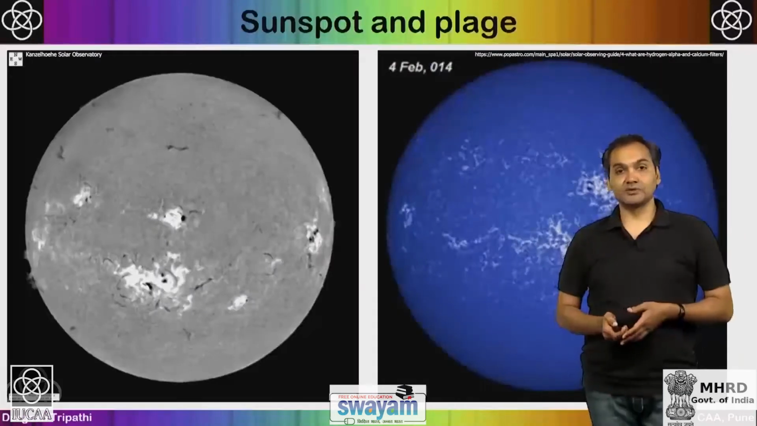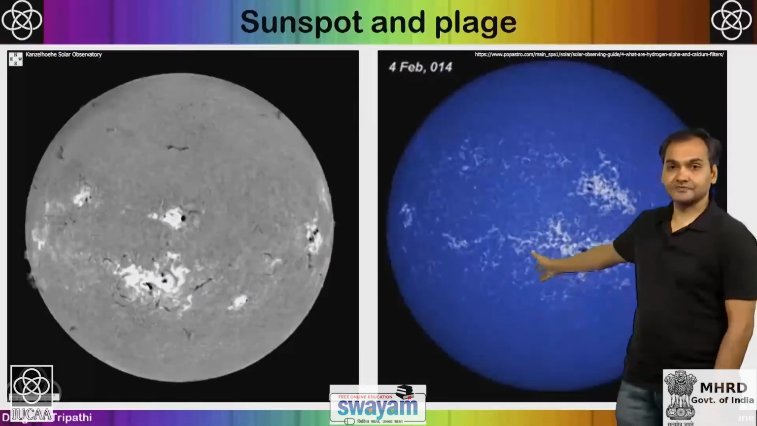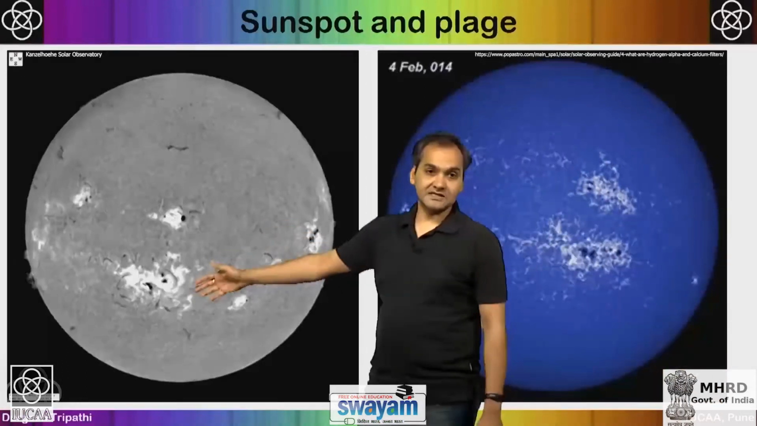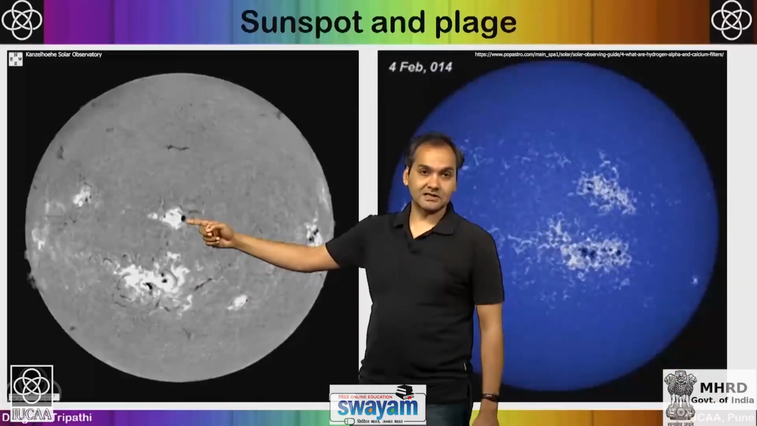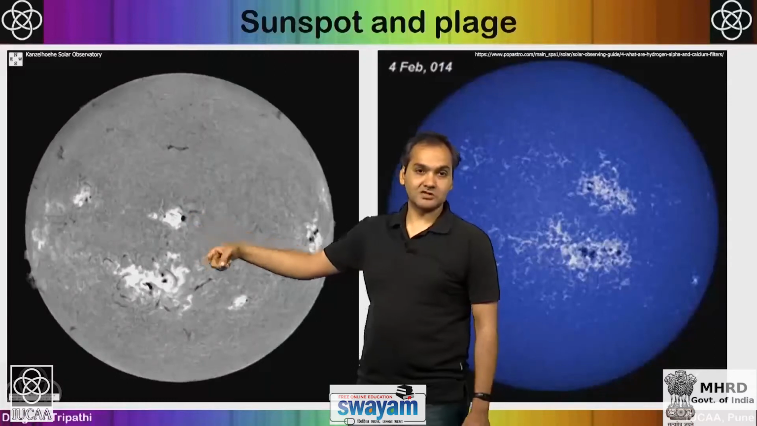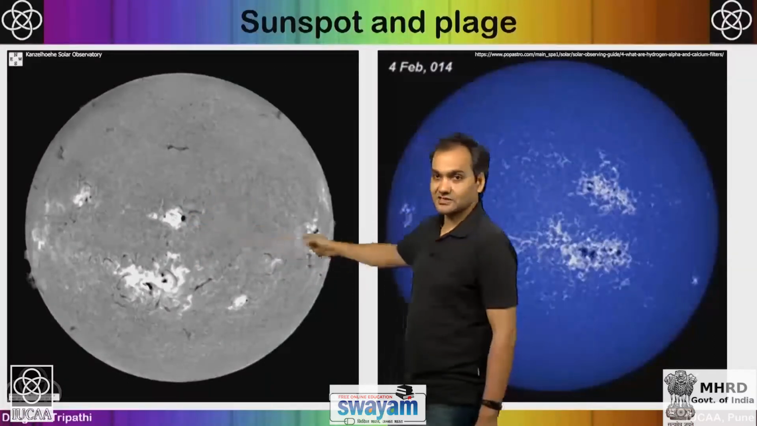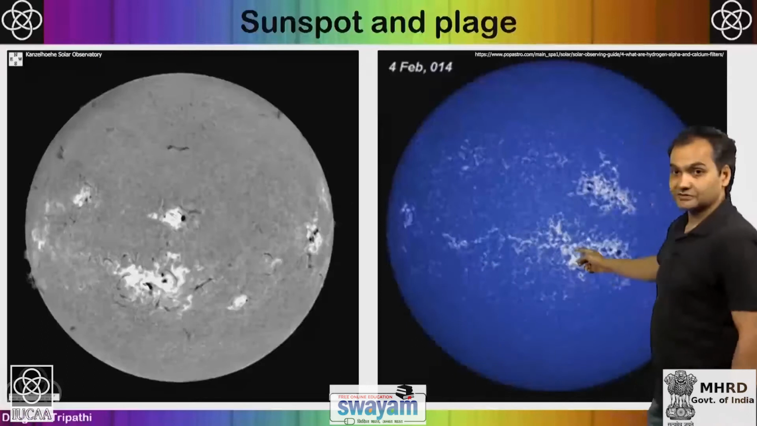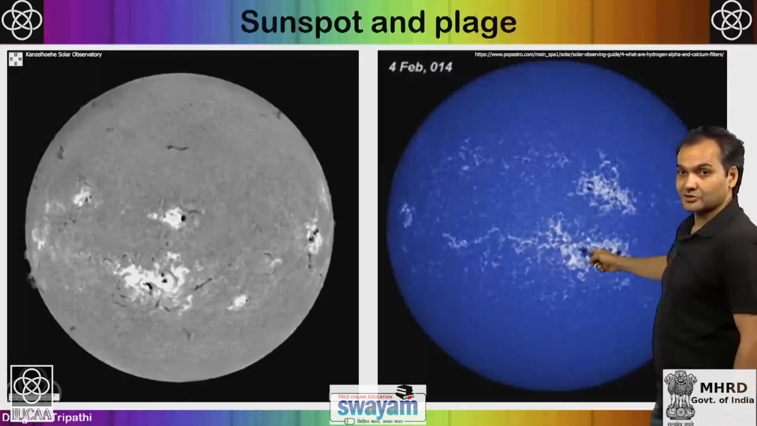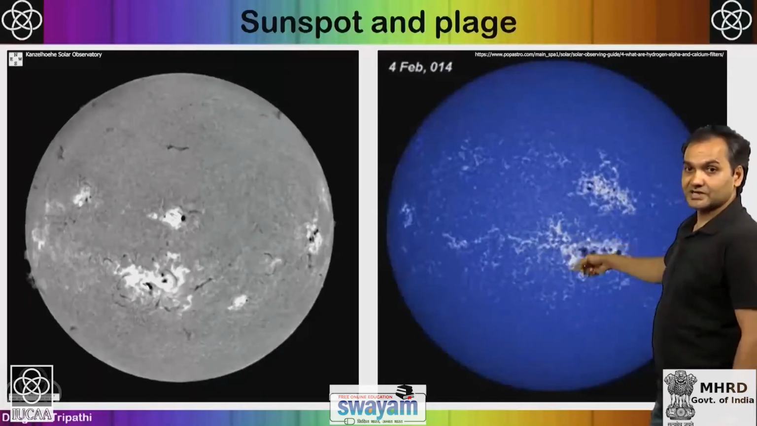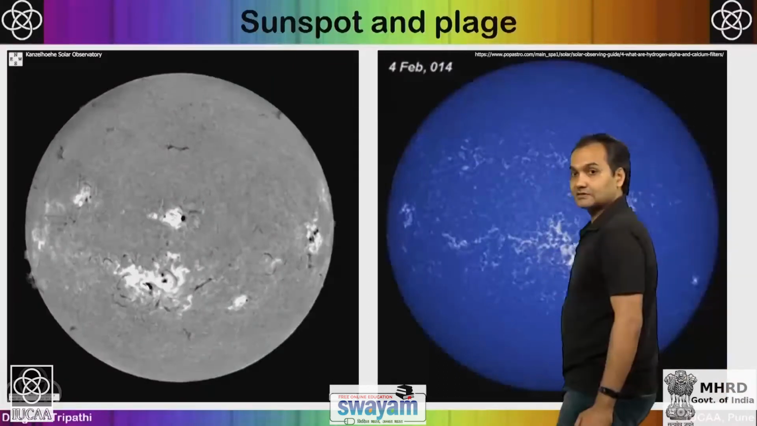Here, for example, on the left you have an H alpha image. What you see are these dark regions, which are the sunspots, and then you have these strong bright regions which are plages, which you see better when you observe them in calcium. So you have the sunspots again, and you have these bright regions which are called the plage regions in the calcium K line.